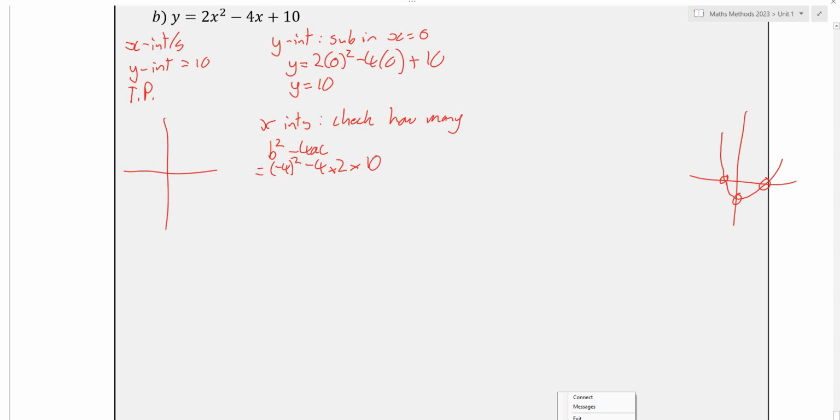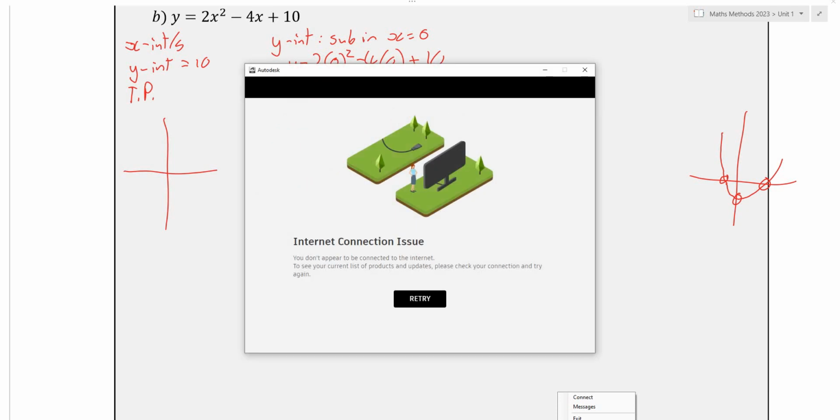10. Okay, I'm looking at this straight away, and I don't think there's going to be any answers. Because 4 squared is 16, I can see straight away 4 times 2 is 8, times 10 is 80. 16 minus 80 is going to be a negative number. When there's a negative, there's no x-intercepts. I'm just going to write down what my thinking was. Oh, sorry, that shouldn't be -16, should it?